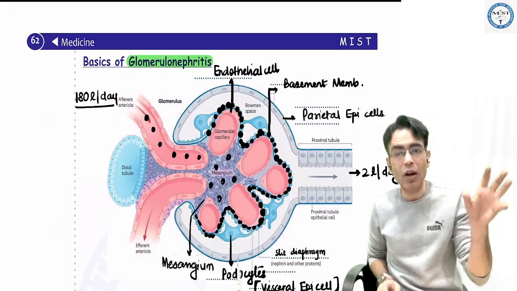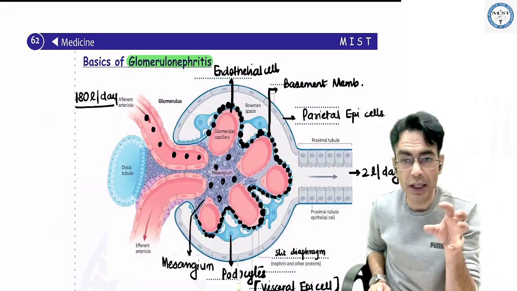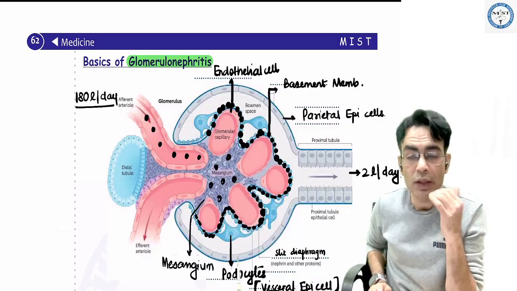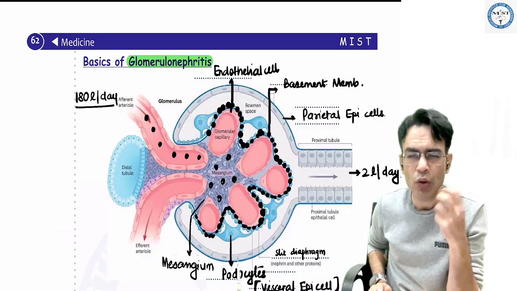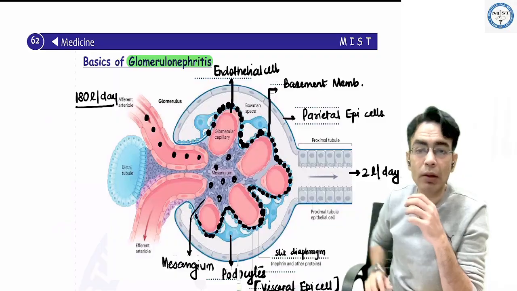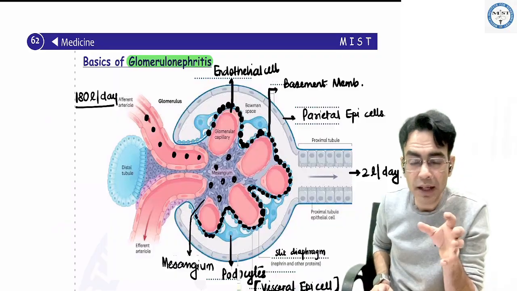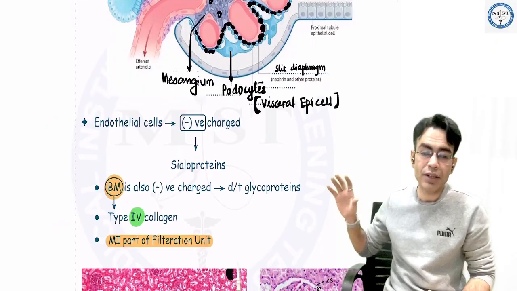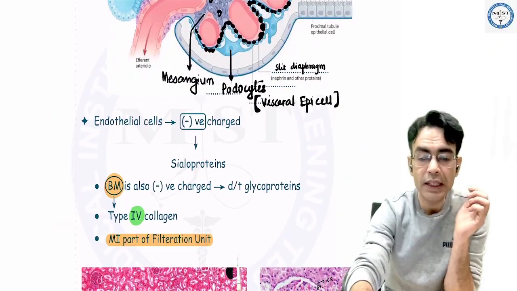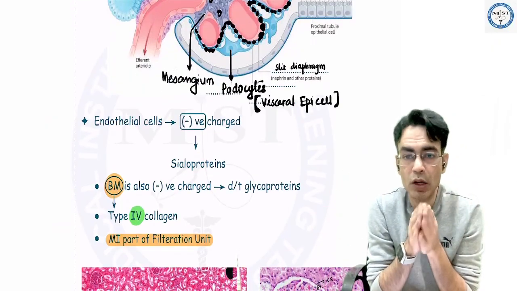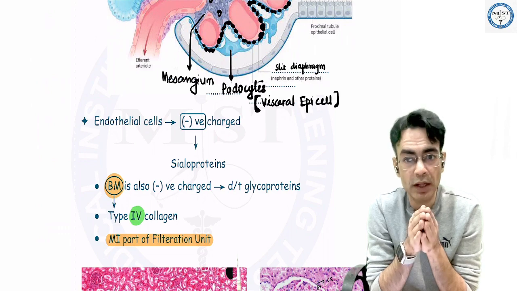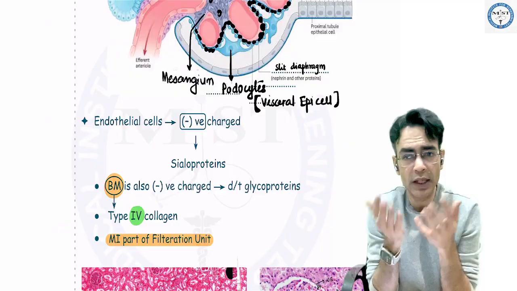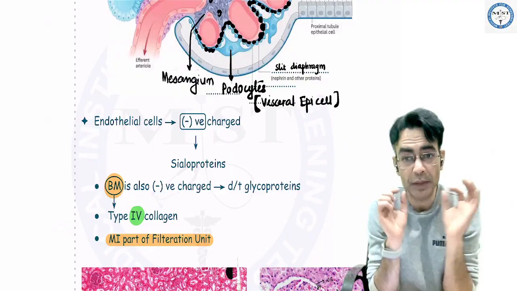Whatever glomerulonephritis will be seen, it will be autoimmune in nature, either by type 2 or by type 3 or by type 4. So these immune complexes or the antibodies or the T cells, they will come and damage your filtration unit. Okay. Whenever we are talking about any filtration unit, the most important part of this filtration unit is always the basement membrane. The second most important part could be the endothelial cell or the podocyte, but the most important is the basement membrane.